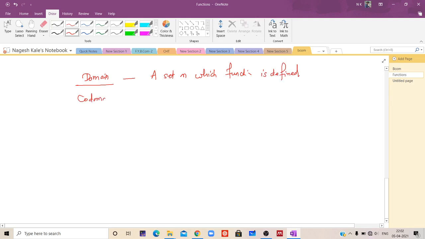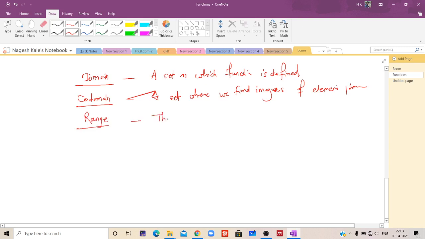Then let's talk about the codomain. Codomain is nothing but a set where we find images, or we locate images of elements of domain. Then range. Range is nothing but the set of all images. Means suppose you took one element by one element and you found out the images, then the set of all images of elements of domain is called a range.